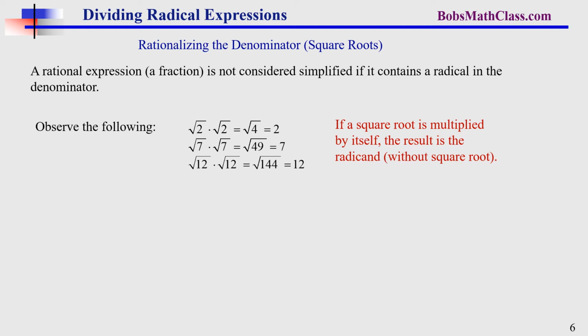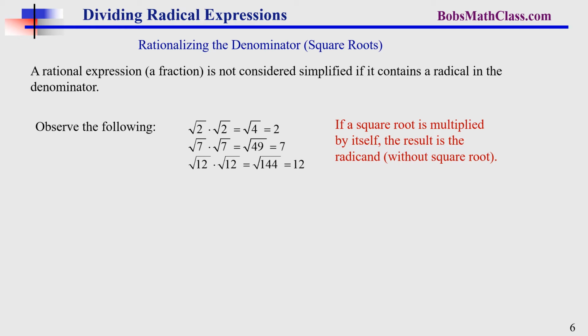Let's look at the following here. Square root 2 times square root 2 is square root 4, which is 2. Square root 7 times square root 7 is square root of 49, which is 7. And the same thing with square root 12. So you can see that whenever you multiply a square root by itself, the result is the radicand.